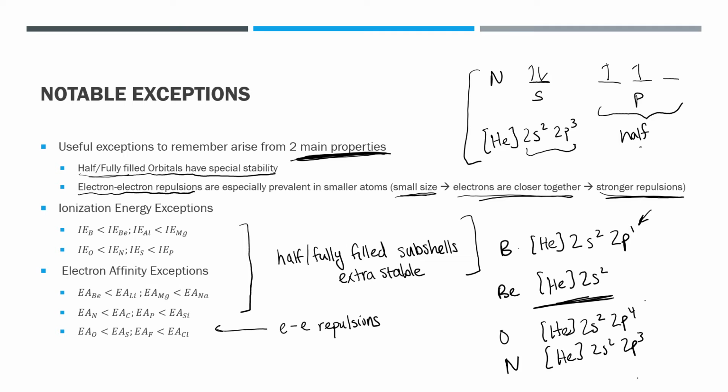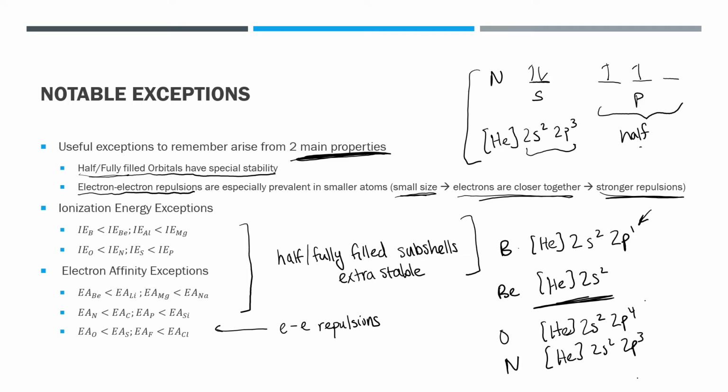So what this means is that the ionization energy of oxygen is actually going to be less than that of nitrogen, because it's going to take more energy to remove the electron from nitrogen because of how stable the half-filled subshell is. So this is an exception where the ionization energy of oxygen is less than that of nitrogen. And we can see there's an analogous exception with the period below, where we have sulfur and phosphorus.